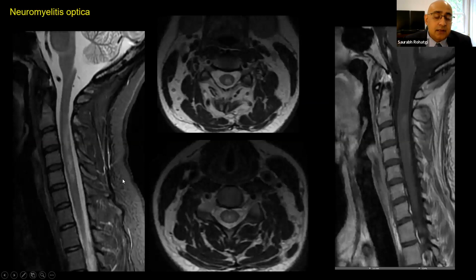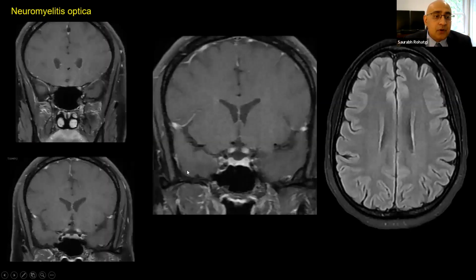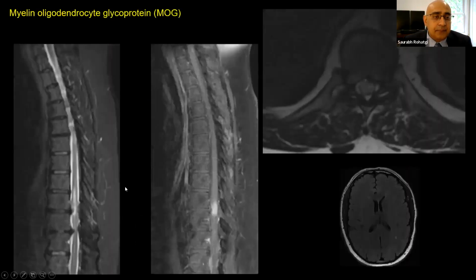So this was a patient who presented, who's diagnosed with neuromyelitis optica, where you can see an extensive cord signal change within the cord itself, with some patchy enhancement on the post-contrast images. On brain imaging and orbital imaging, there is enhancement of the optic nerves bilaterally. The brain itself was normal. This was a patient with myelin oligodendrocyte glycoprotein MOG positivity, and you can see T2 hyperintense cord signal change within the thoracic cord, enhancement on the post-contrast sequences, and the brain was really unrevealing except a small lesion here, which is non-specific.